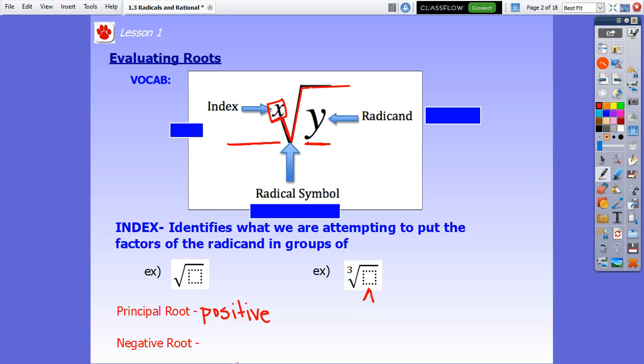Well, think about it. 5 squared gives you 25. So that means 5 must be a root. But wouldn't you also agree that negative 5 squared is also 25? So you can also say negative 5 is also a root of 25.